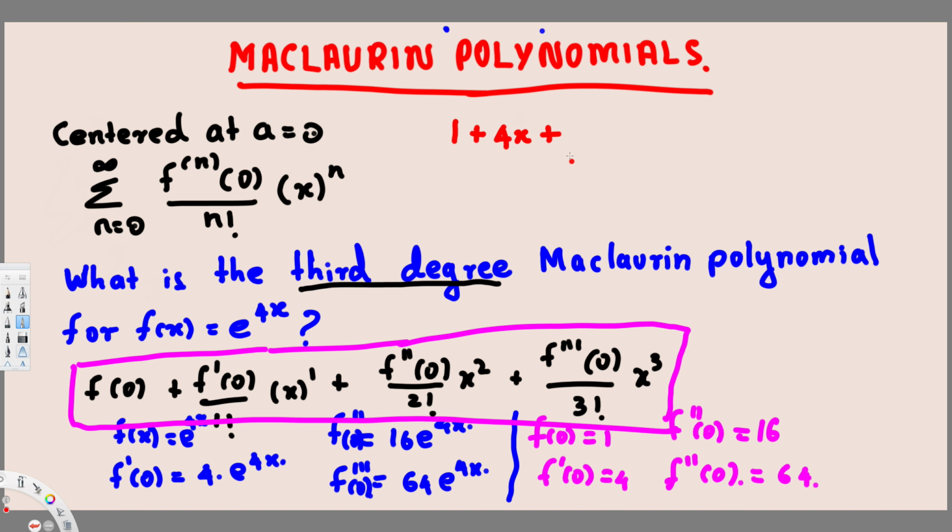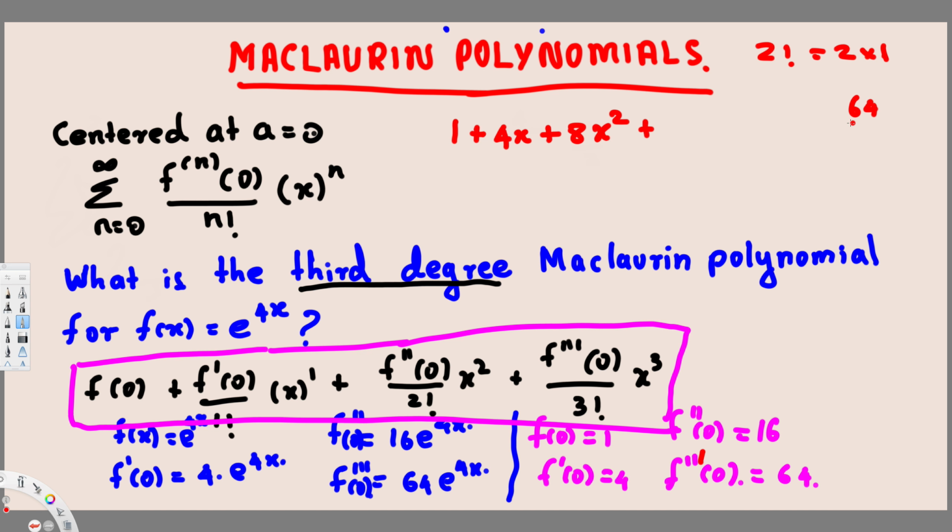Plus the next value, f double prime 0, which we found is 16, over 2 factorial. 2 factorial expands like 2 times 1, that's just 2. If you divide 16 by 2, that's 8. So instead of writing 16 over 2, we can write 8 right here, and then we have x squared. The next term is f triple prime 0, which we found is 64, over 3 factorial. Let's find this one outside and plug it in.